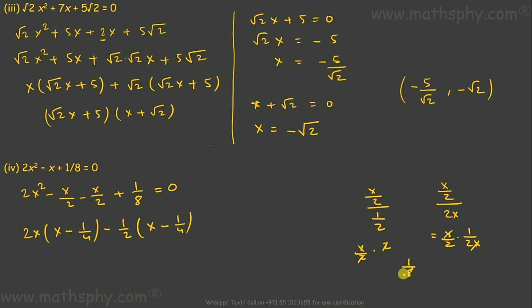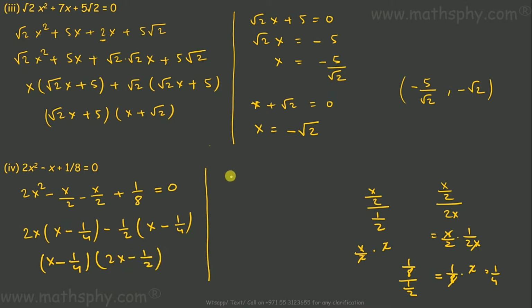1 over 8 divided by 1 over 2 is equal to 1 over 8 into 2, which means 1 over 4. So we can take x minus 1 over 4 as common, and this will be 2x minus 1 over 2. So x minus 1 over 4 equals 0, so x is equal to 1 over 4, and 2x minus 1 over 2 equals 0.